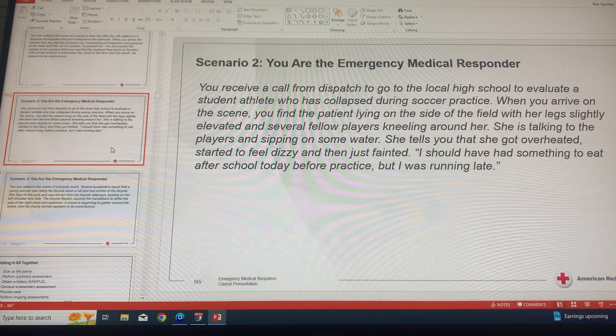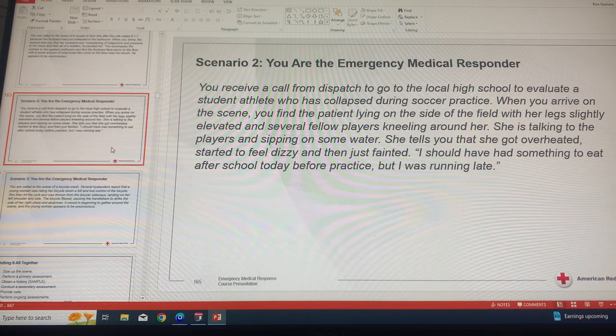She is talking to the players and sipping on some water. She tells you that she got overheated, started to feel dizzy, and then just fainted. "I should have had something to eat after school today before practice, but I was running late."